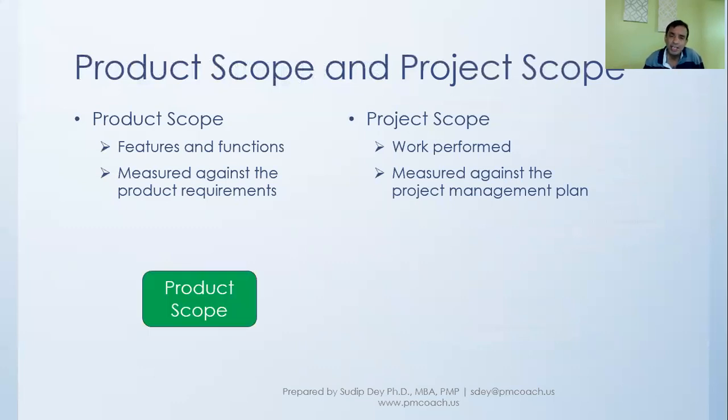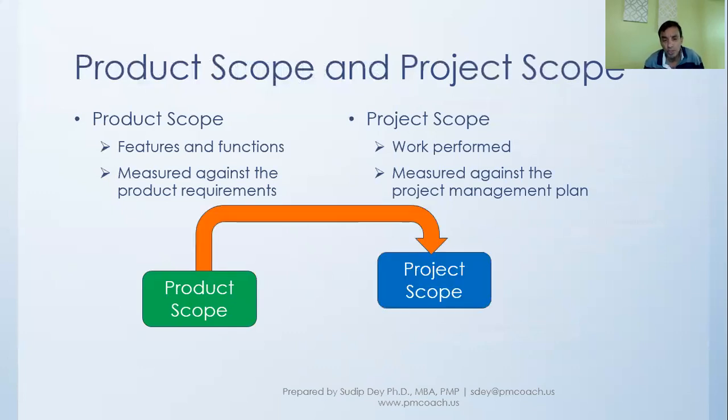Now let's look at how they interplay with each other. Product scope actually fits into the project scope, or product scope influences the project scope. Because if you add more features and functions into the product, your scope will increase. And what the project scope looks like will depend on what the features and functions in the product are.